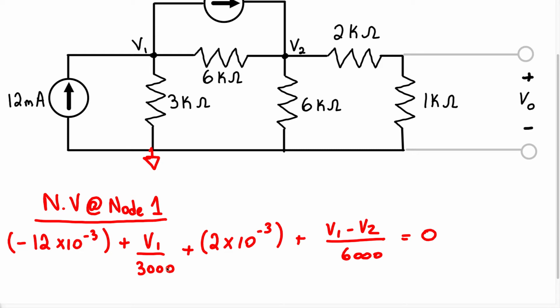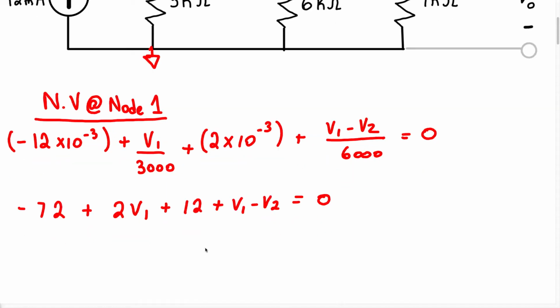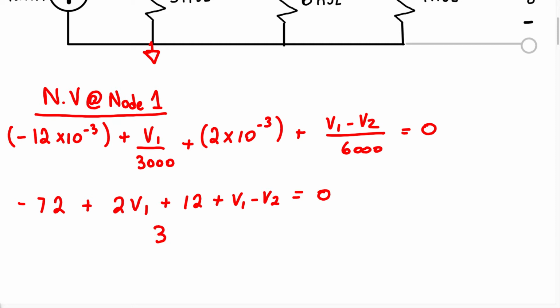And we want to get rid of the denominators, so we're going to multiply each term by 6,000, right? So when we multiply each term by 6,000, we're going to get negative 72 plus 2V1 plus 12 plus V1 minus V2. All of that equals 0. And when we start to simplify this, we're going to get 3V1 minus V2 equals 60. So this is going to be our node voltage equation for node 1.